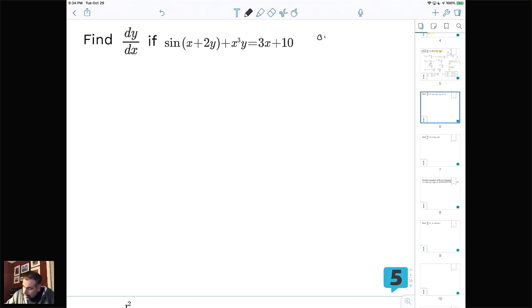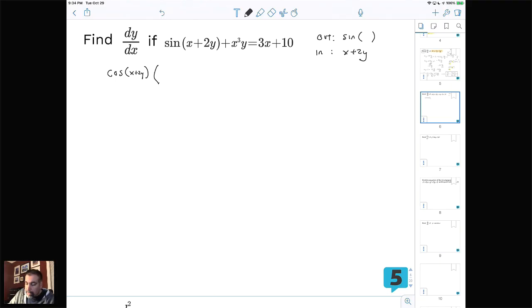I'm going to make a note here that the outside function is the sine of something, and the inside function is x plus 2y. We're going to handle it from here. When I take the derivative of sine of something, we get cosine of something. When I copy that inside, I'm going to copy that x plus 2y. And now this is one place where you have to be careful. Whatever the derivative of the inside is, we've got to multiply by what we just found.